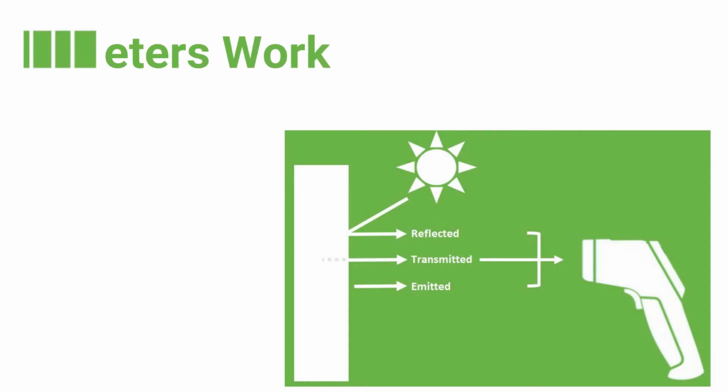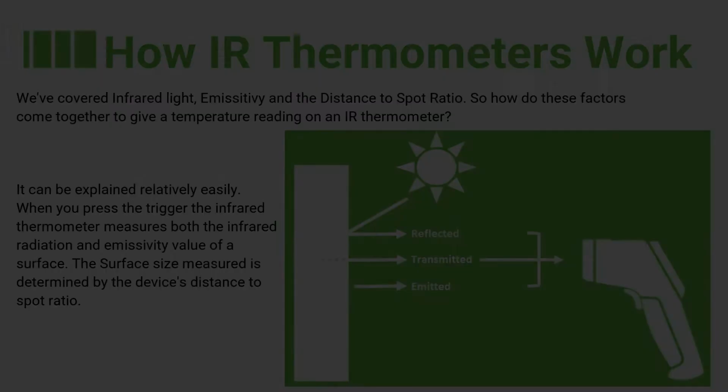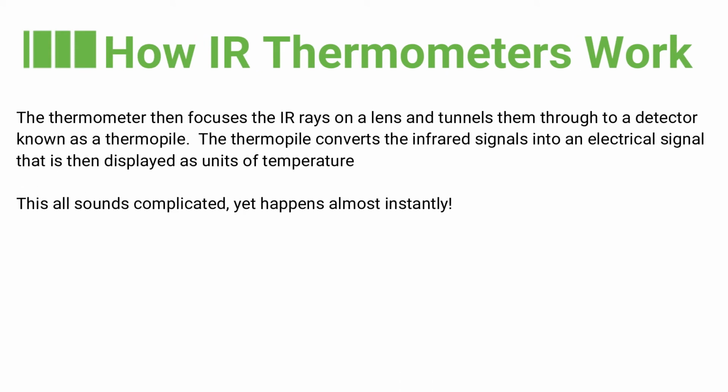So, we've covered infrared light, emissivity, and the distance to spot ratio. So how do these factors come together to give a temperature reading on an IR thermometer? It can be explained relatively easily. When you press the trigger, the infrared thermometer measures both the infrared radiation and the emissivity value of a surface. The surface size measured is determined by the device's distance to spot ratio. The thermometer then focuses the IR rays onto a lens and tunnels them through to a detector known as a thermopile. The thermopile converts the infrared signals into an electrical signal that is then displayed as units of temperature. It all sounds complicated, but this happens almost instantly.